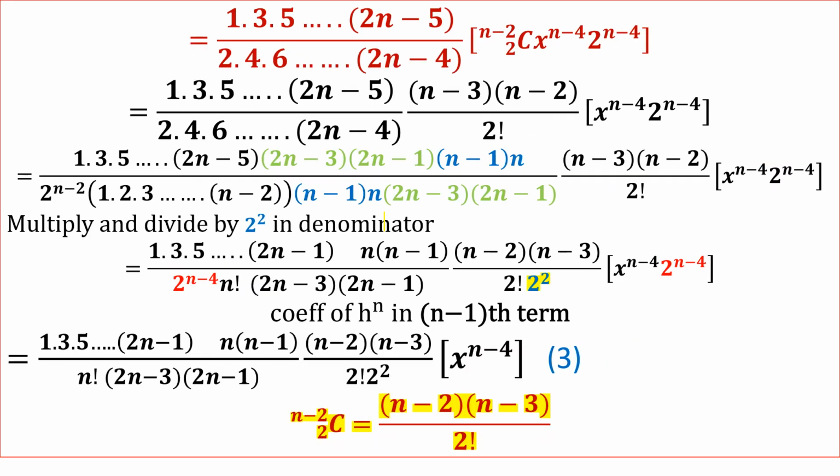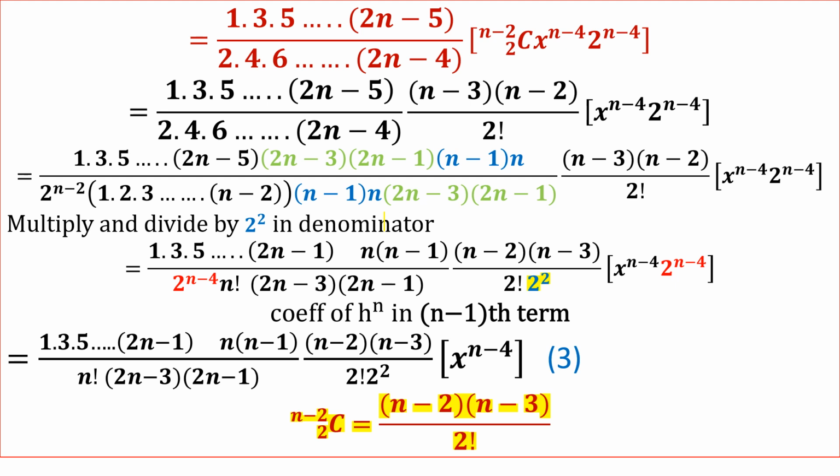Like here, 1·3·5 ... (2n−5)(2n−3). This formula comes from the standard formula, n−2 C 2, then (2n−4), and so on up to (2n−1), so multiply by (2n−3)(2n−1), right? And here also you can get a factor of 2 from each term, so 2 to the power n−2 is there. So 1, 2, 3, 4, up to n−2.